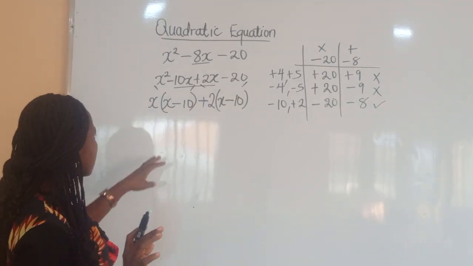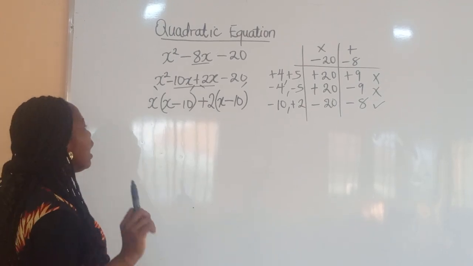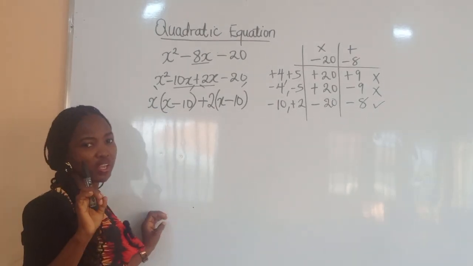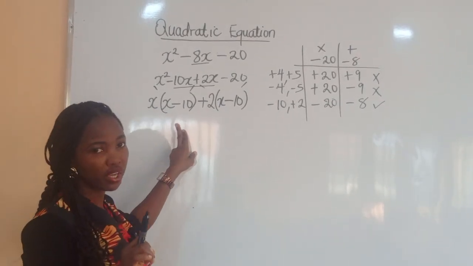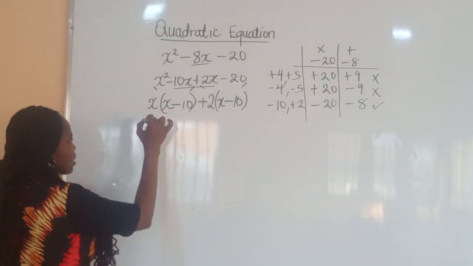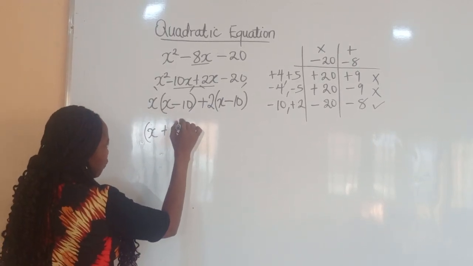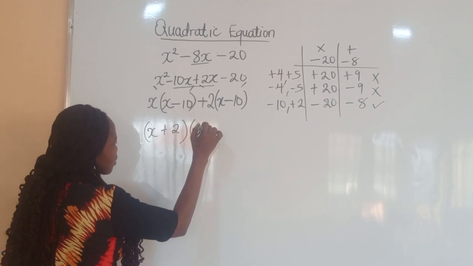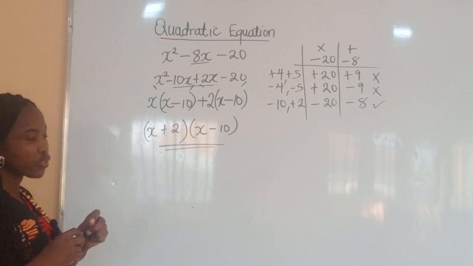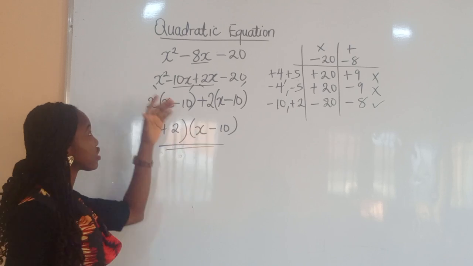Now if you are seeing this, x minus 10, x minus 10. Once you are factorizing and you notice that these two are not the same, it means you are having a challenge somewhere. So that means you need to go back and check your work. Now let's continue. I'm going to bring out this x plus this 2. I'm going to pick one of this. And that is it. So what it means is x squared multiplied by x minus 10 is going to give you this.